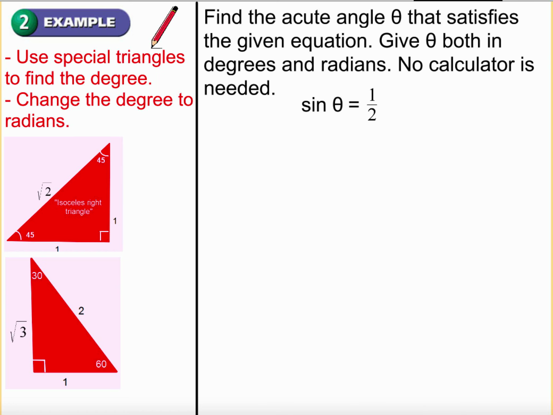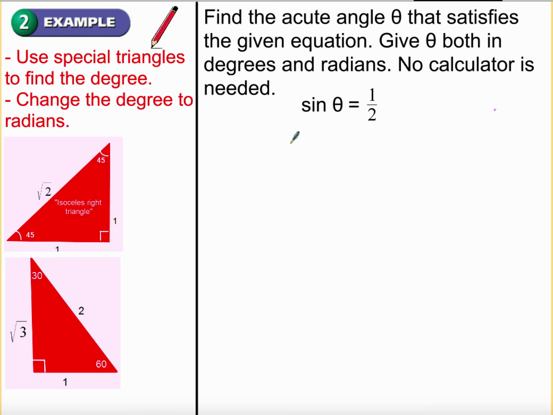So now that we know these special right triangles, we can use them to answer some questions that might have been more difficult for us before. For example, this one asks us to find the acute angle theta that satisfies the given equation. Then they want us to give theta in both degrees and radians, and they don't want you to use a calculator. So here's our two special right triangles. We're looking for the sine of some angle that is equal to 1/2.